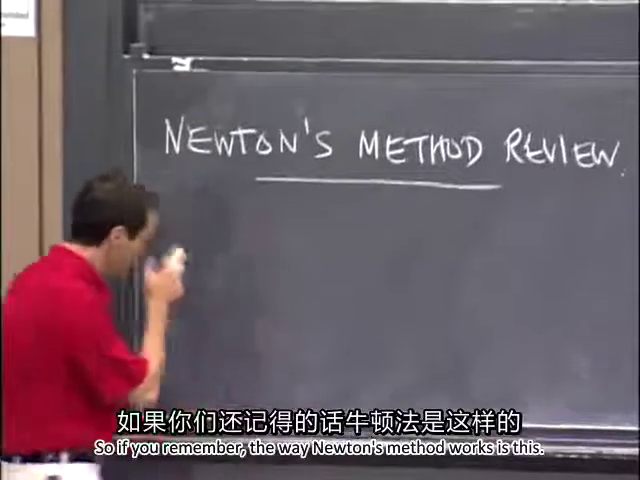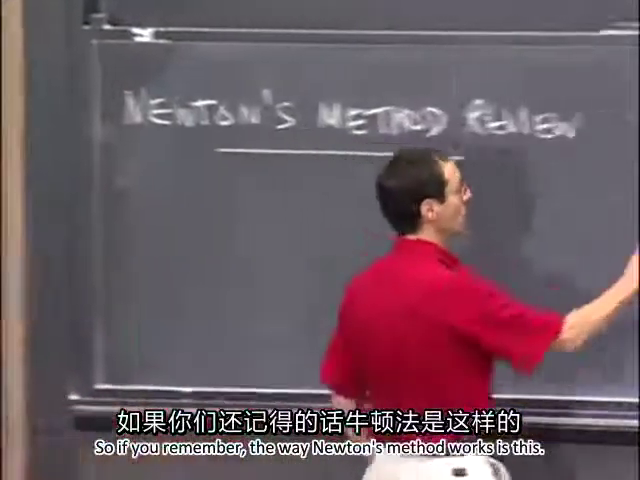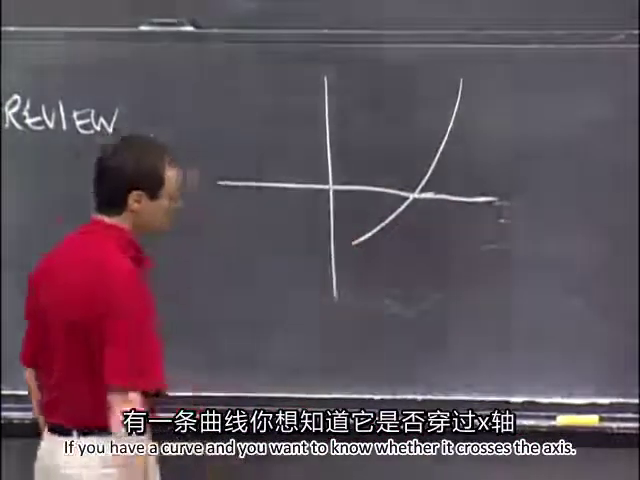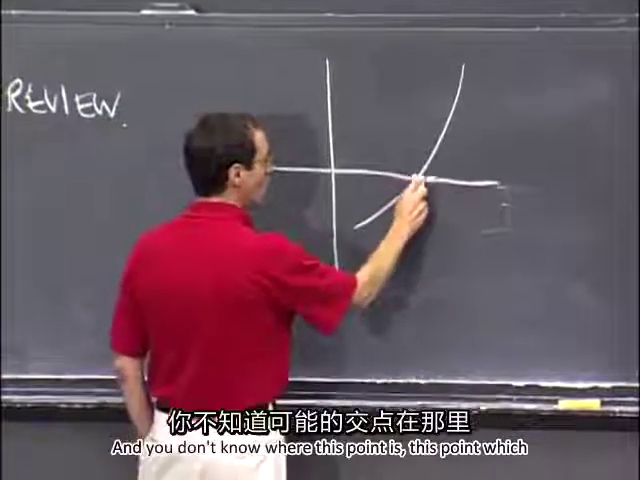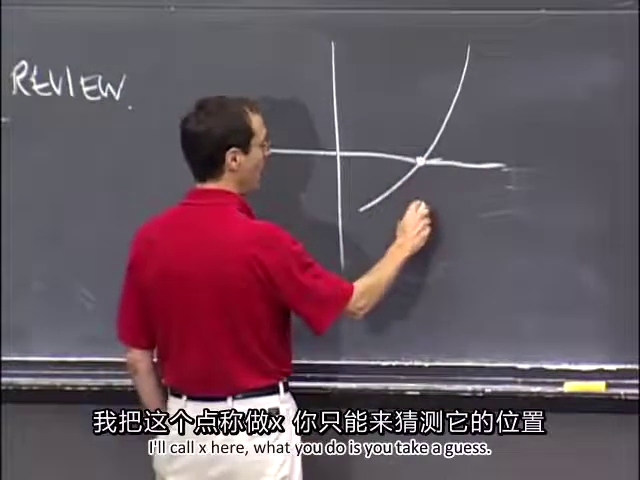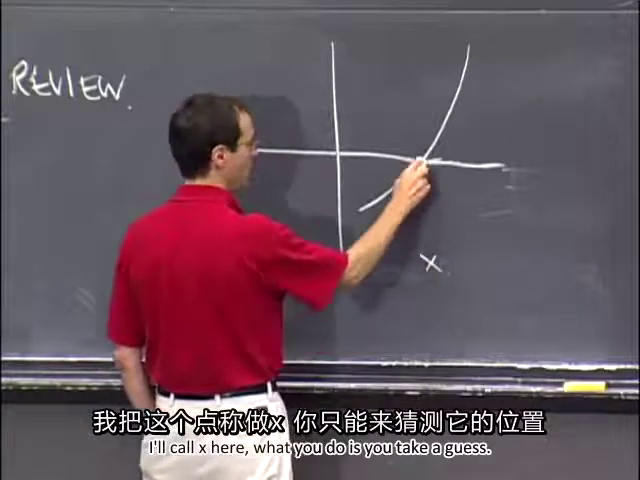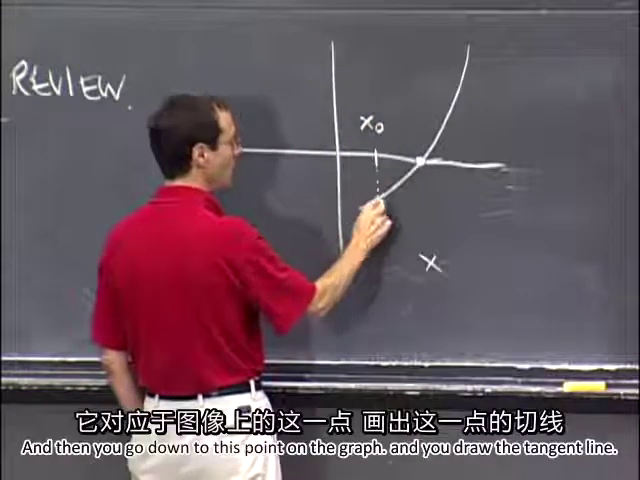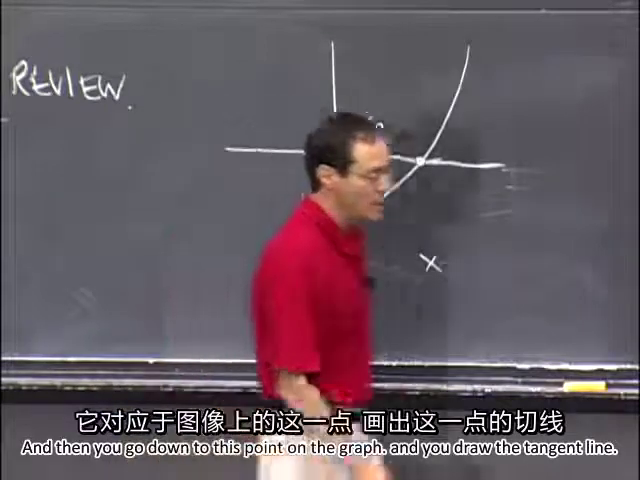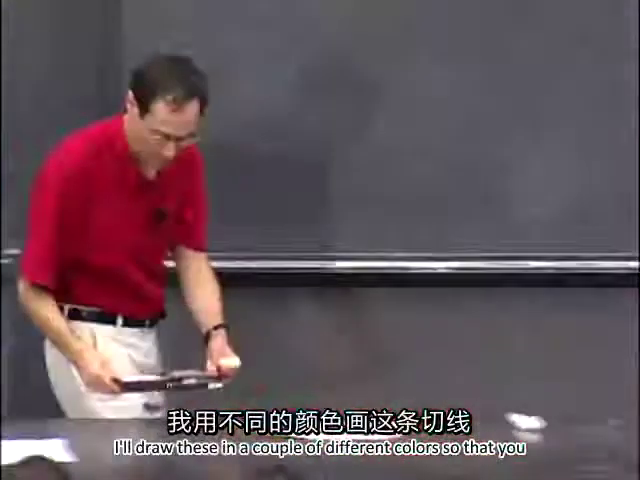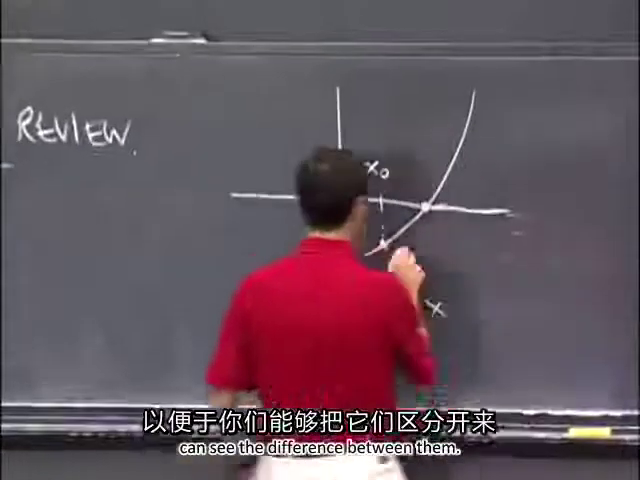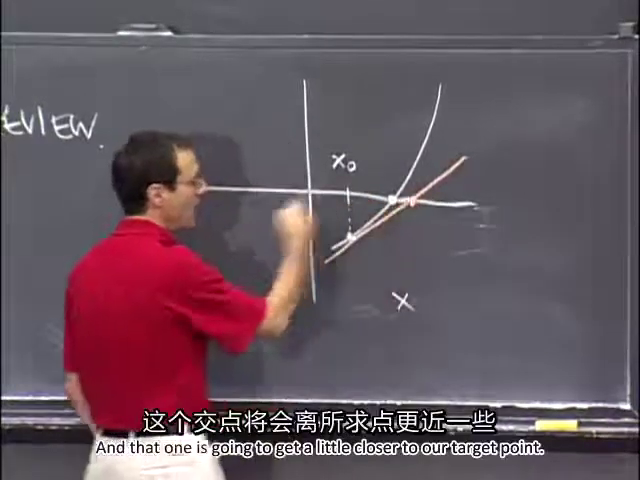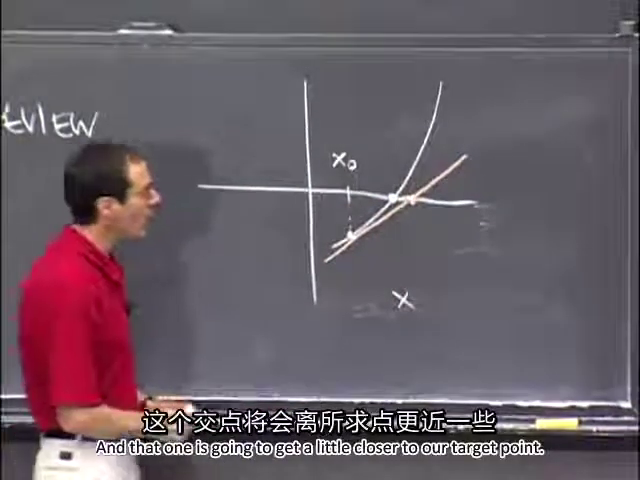Okay, so if you remember, the way Newton's method works is this. If you have a curve and you want to know whether it crosses the axis, and you don't know where this point is, this point which I'll call x here, what you do is you take a guess. Maybe you take a point x0 here, and then you go down to this point on the graph, and you draw the tangent line. I'll draw these in a couple of different colors so that you can see the difference between them. So here's a tangent line. It's coming out like that. All right? And that one is going to get a little closer to our target point.